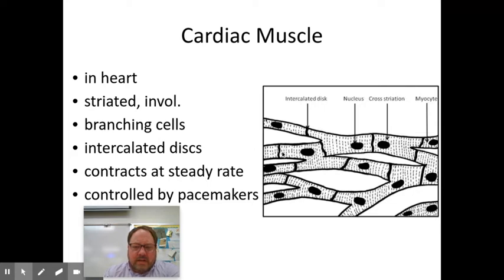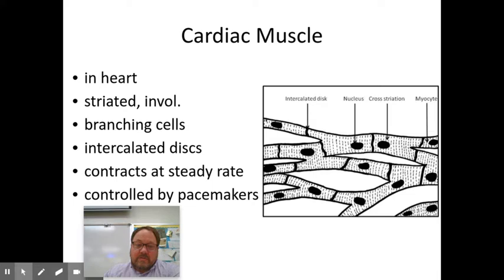Another feature of cardiac muscle is intercalated discs. Intercalated discs are the thicker lines that we see here. They're like walls between cells that have holes in them. Those holes in the walls allow ions to pass more rapidly between cells, and again, it helps the muscle cells in the heart contract at the same time.